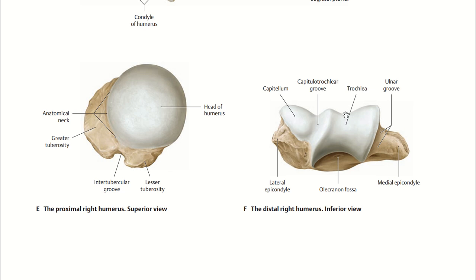So behind the trochlea, posterior to the trochlea, you're going to have what we call an olecranon fossa, right? It accommodates the olecranon process of the ulna during extension. Good. Right. Let's take a look at another view.